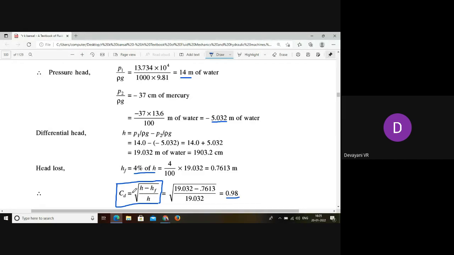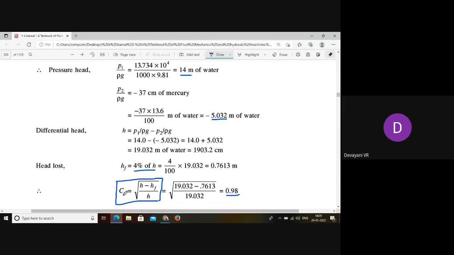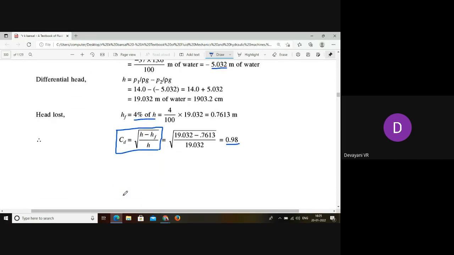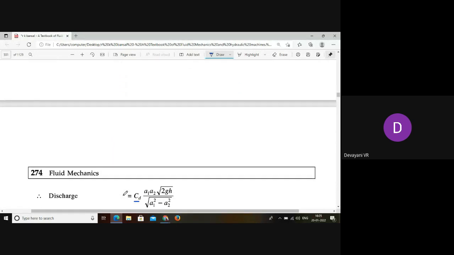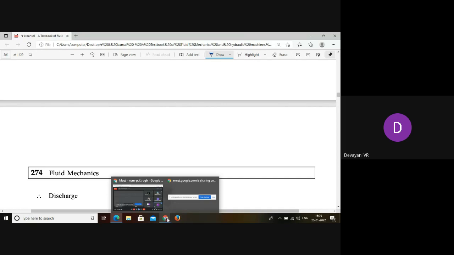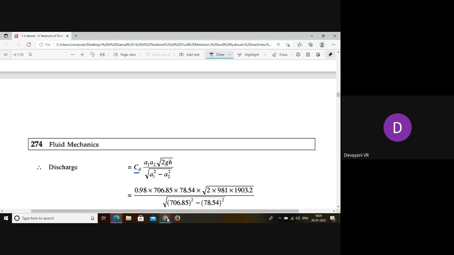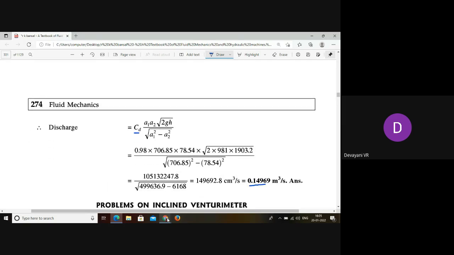From there we can calculate the coefficient of discharge, and using all the values like areas and the heads, we can calculate the discharge as Q equals CD into A1 A2 into root 2gH by root of A1 square minus A2 square. Right? So substituting the values in the formula, we can get the discharge like this. Very, very simple problem.